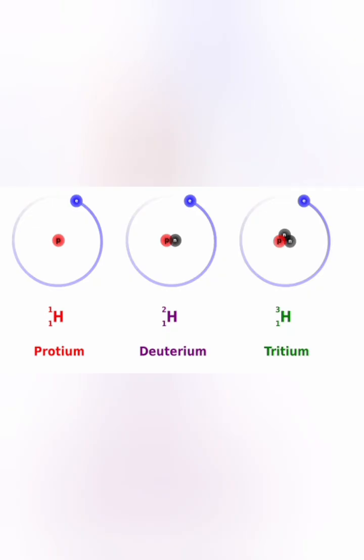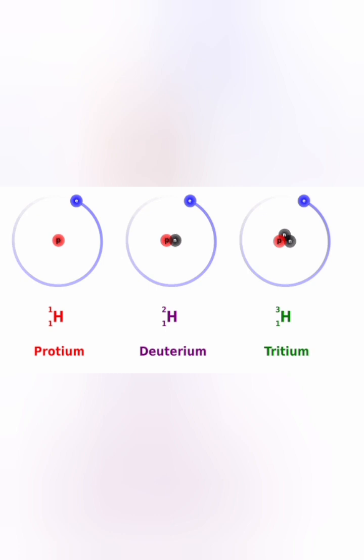Hydrogen. The simplest example. Hydrogen is the simplest atom in the universe and the best example of isotopes. All hydrogen atoms have one proton, but they can have different numbers of neutrons. Hydrogen 1, also called Protium, has no neutrons. Hydrogen 2, called Deuterium, has one neutron. Hydrogen 3, called Tritium, has two neutrons. All three are hydrogen. They behave like hydrogen chemically, but their nuclei behave very differently. And this is where isotopes become useful.